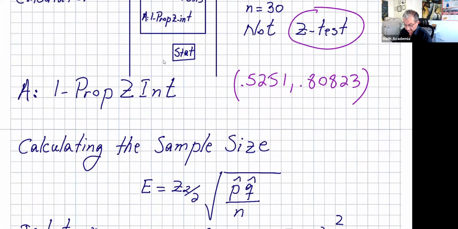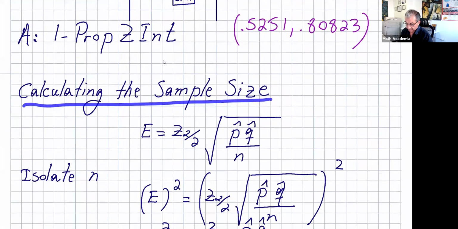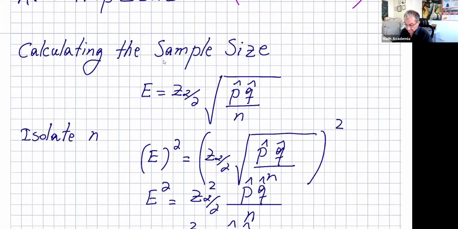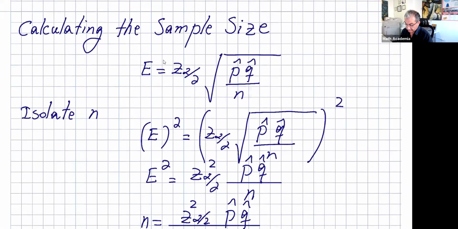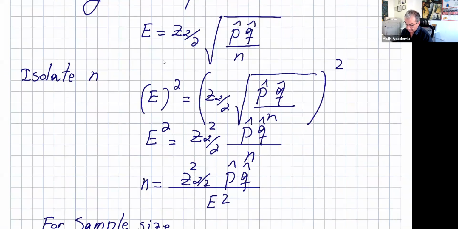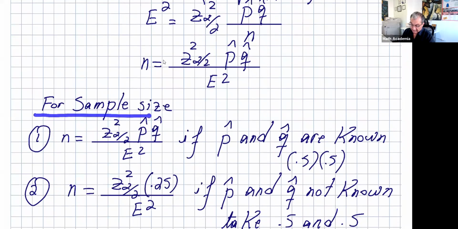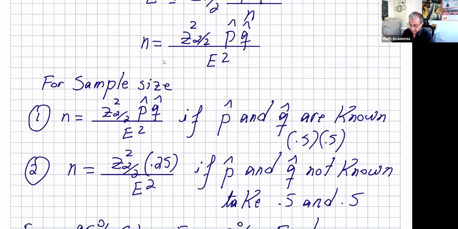Last thing I want to talk about in this video is calculating the sample size. This was the formula for margin of error. So what you can do is isolate n from this formula. You can use a little bit of algebra, square both sides, cross multiply, and the formula for n is z sub alpha over 2 squared times p hat times q hat over e squared.